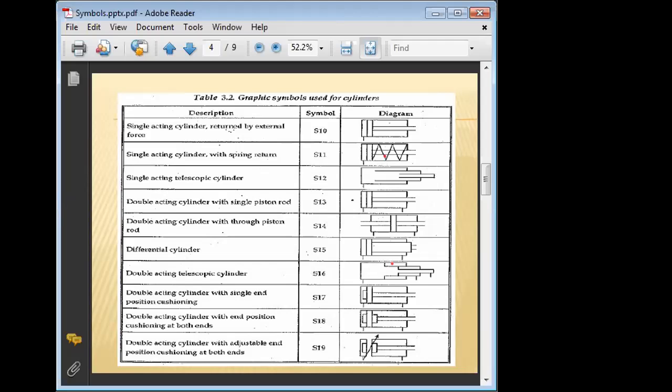What descriptions have I given? These are the ISO description, or ISO designation, and then there is the symbol, which is a picture or diagram, a graphical representation. Sorry, symbol.